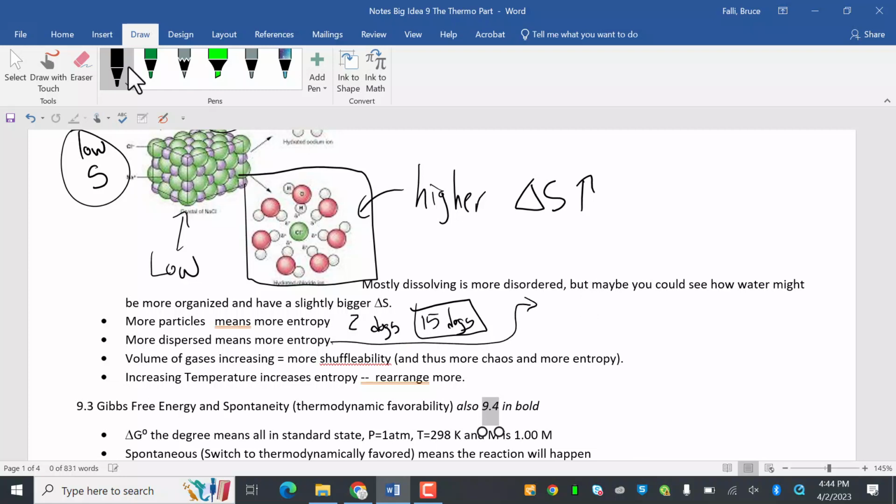What's more chaos? What's more craziness? Let's go 15 dogs. 15 dogs in the bathroom or 15 dogs in a field. If you want to recollect all the dogs and organize them in a field, it's way harder, okay? Volume of gases increasing equals more shuffleability. So notice, not the amount, volume.